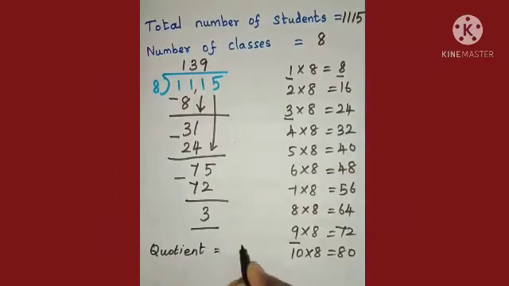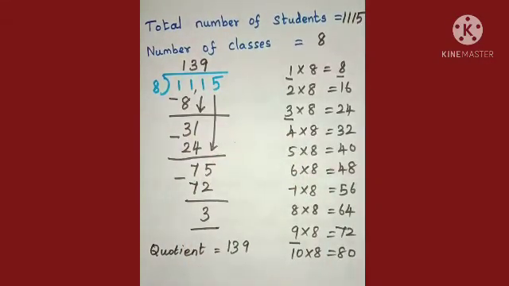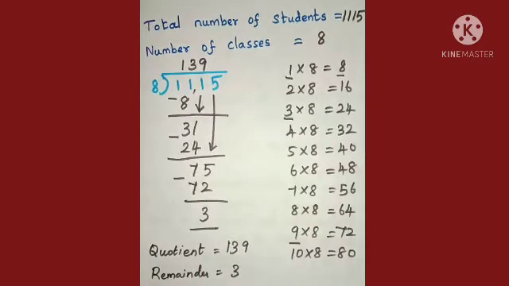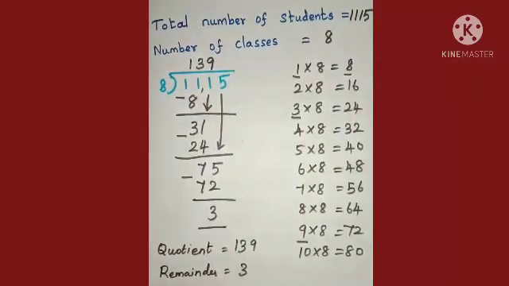In this division, 139 is our quotient and the remainder is 3. 3 is the remainder. So our answer is, the students are in there. The question is, how many students are there in each class? Thus, 139 students are there in each class.